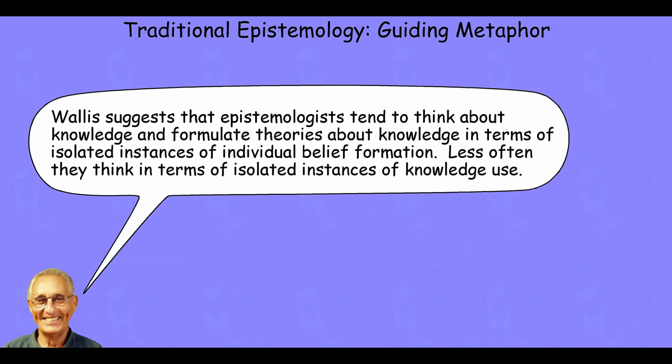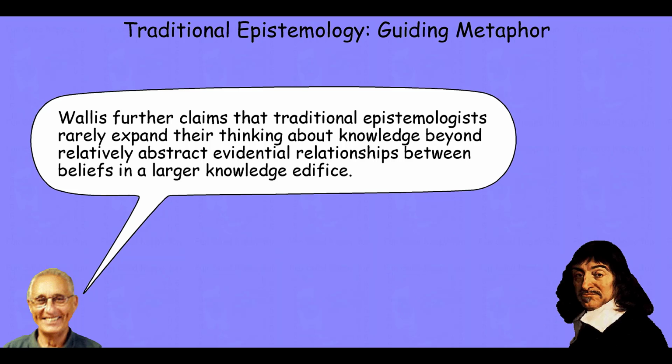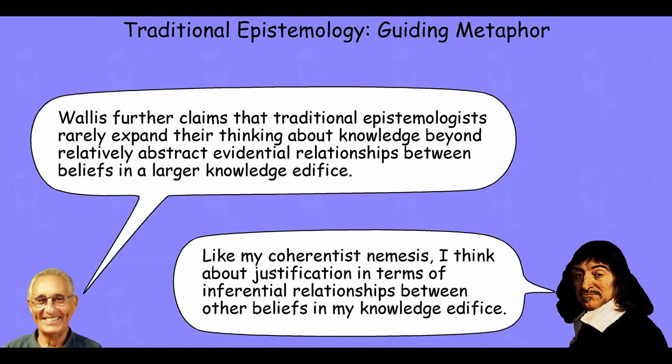I also suggested that epistemologists tend to think about knowledge and formulate theories about knowledge in terms of isolated instances of individual belief formation. Less often, they think in terms of isolated instances of knowledge use. So, for instance, in the Theaetetus, we saw Plato thinking about knowledge primarily in terms of individually isolated uses of knowledge in perceptual categorization. I further claim that traditional epistemologists rarely expand their thinking about knowledge beyond the relatively abstract evidential relationships between beliefs in a larger knowledge edifice. So we found both coherentists and foundationalists like Descartes, when they thought about justification, thought about it in terms of some small subset of inferential relationships between the specific belief that they were thinking about and other beliefs in their knowledge edifice.